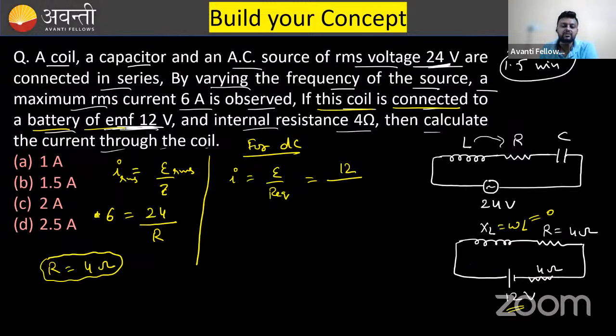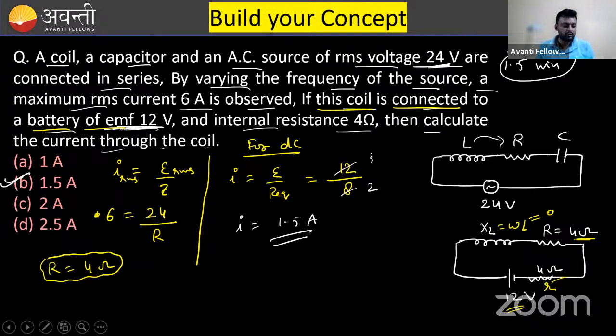What is the total resistance of the circuit? You will say XL has no resistance. This is 4 ohm, and this is 4 ohm, the internal resistance. Both are connected in series, so that is 8. So that is 12 by 8. If you simplify it, that is very easy: 4 3s are 12, 4 2s are 8. So I is equal to 1.5 ampere. Is the question clear? 1.5 ampere, which is the correct option B.